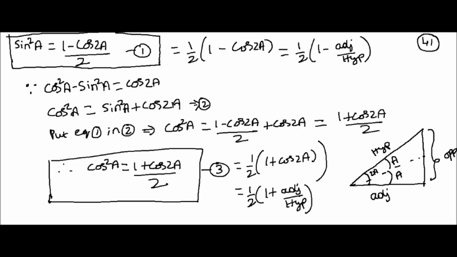which is nothing but cos square a is nothing but half of 1 plus adjacent by hypotenuse. So cos square of an angle equals to half of 1 plus the cos of twice that angle. So let's go to the next page, which is page number 42.